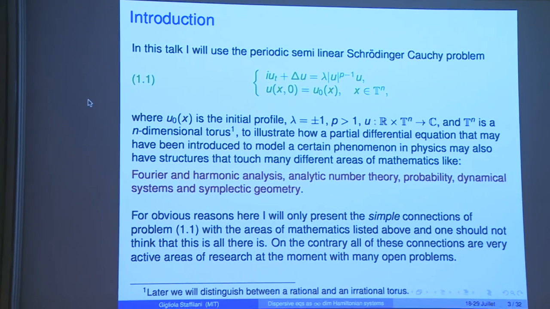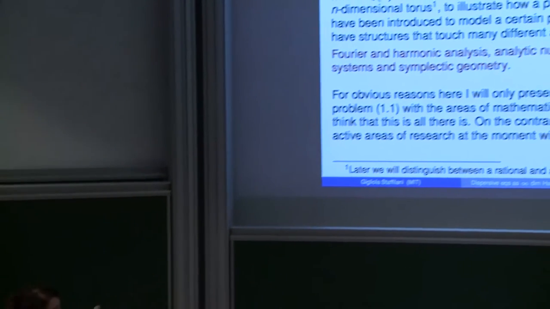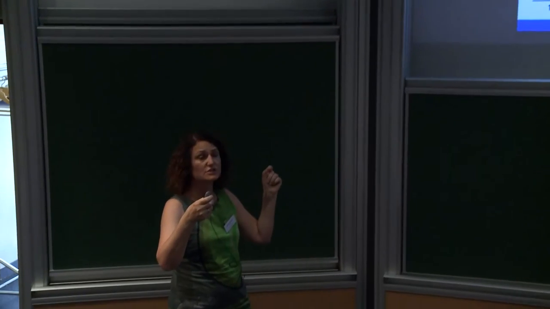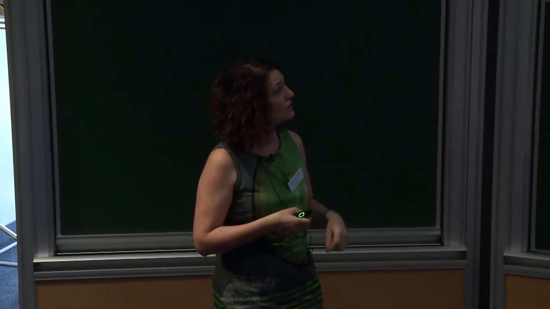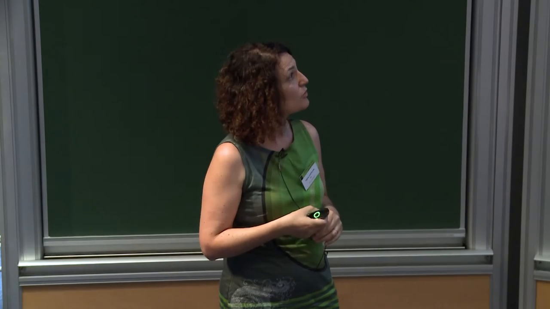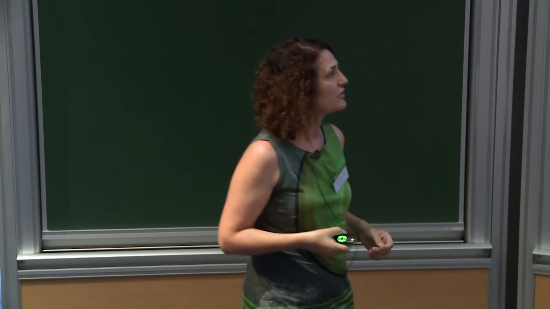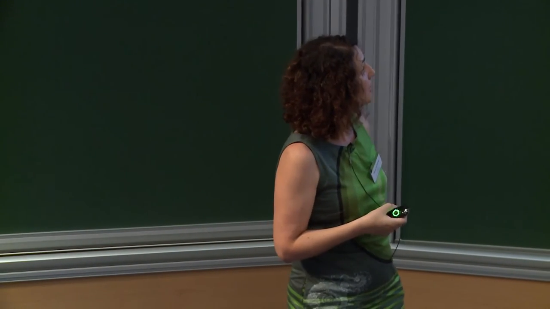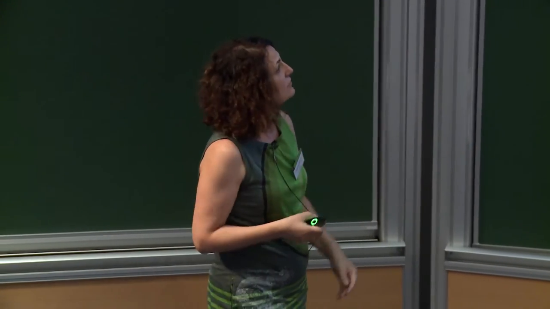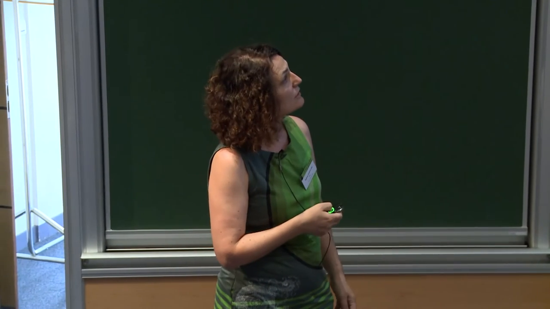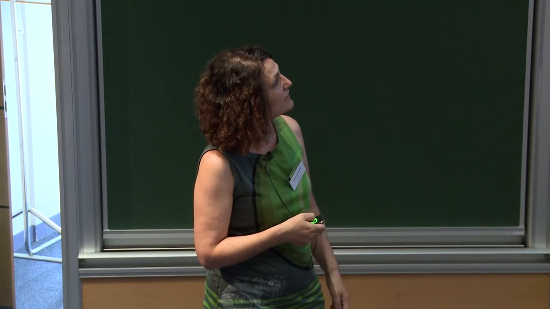The rational torus is a torus which has periods such that when you take the ratio between them, you always obtain a rational number. And they are irrational if, for example, think about one of the periods to be an irrational number and the other one rational. That would be the case. But I'll go back to this in a second.